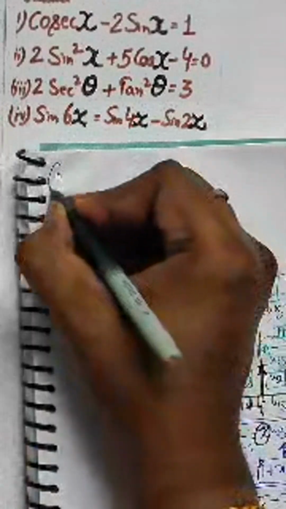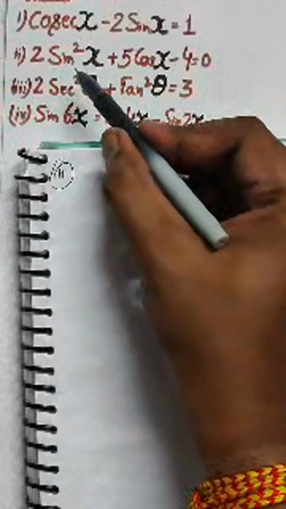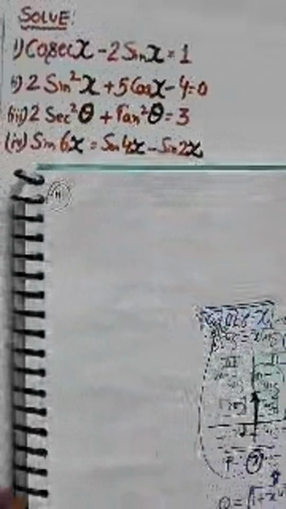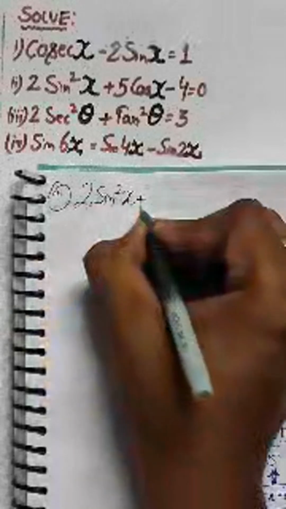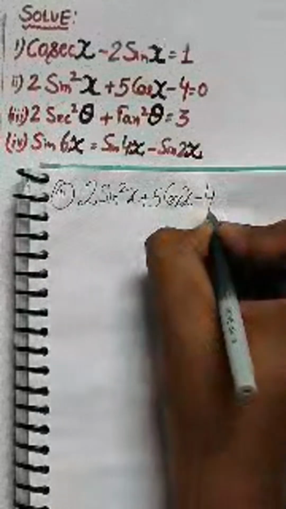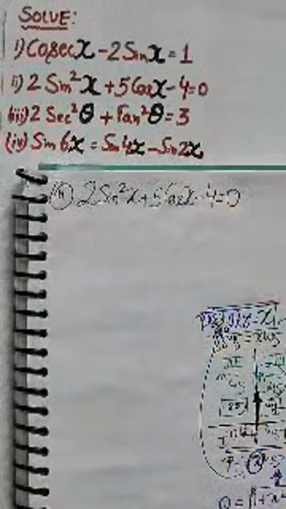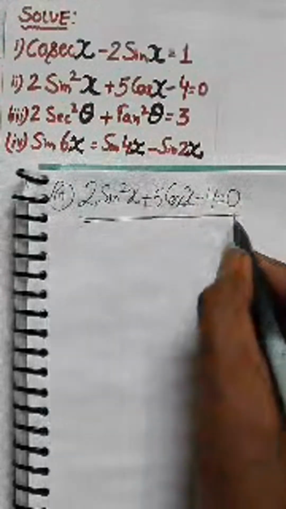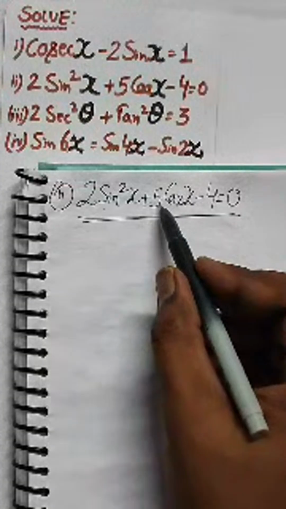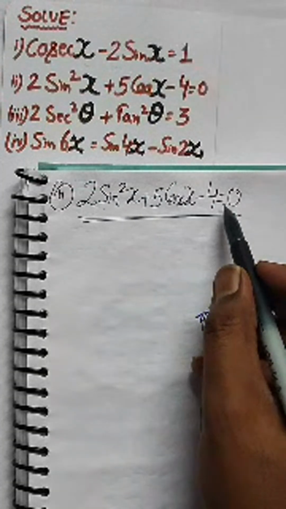The second question is 2 sin squared x plus 5 cos x minus 4 equal to 0, right? So let me write it. This is 2 sin squared x plus 5 cos x minus 4 equal to 0. This is the second equation which we need to solve. So the given equation is 2 sin squared x plus 5 cos x minus 4.